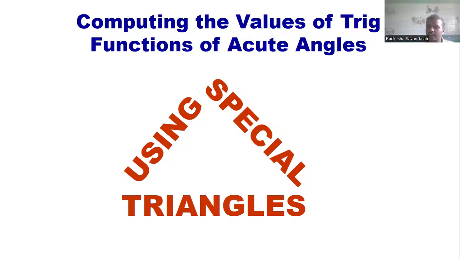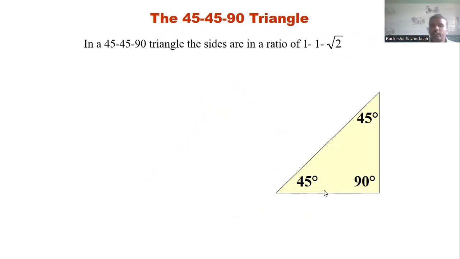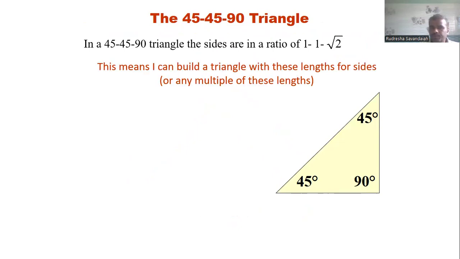Using special triangles, just look at here. This vertical line will be 90 degrees here, 45 degrees. See here, in a 45-45-90 triangle the sides are in the ratio 1 to 1 to root 2. This means I can build a triangle with those lengths for sides.